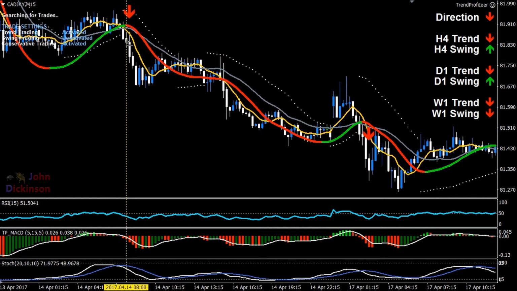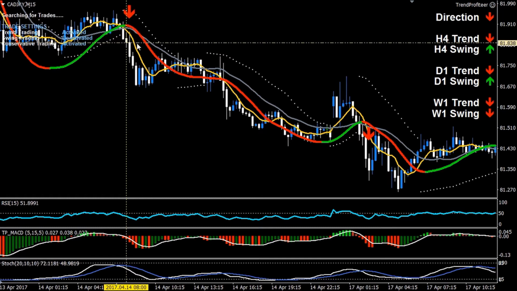Of course, the signal bar is the bar that's just closed prior to the Trend Profiteer arrow being displayed, which is always displayed on the new bar after the close of the signal has occurred. Alrighty, so first of all, we need to have an overall trend direction of down. In this case, we do. You need 4 out of the 6 or more of these higher time frame indicators to be down. In this case, they are.